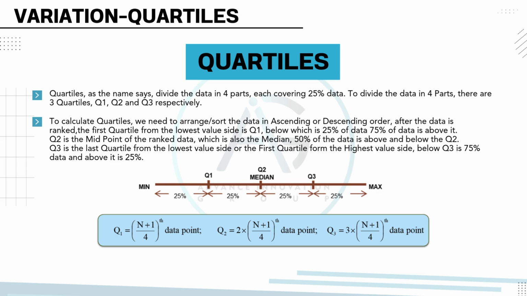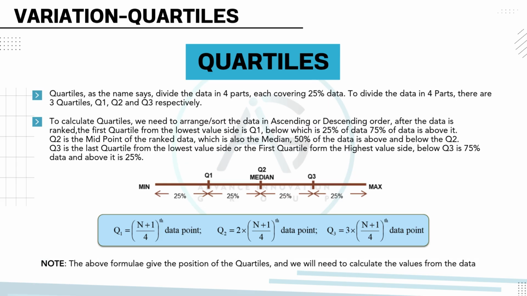Q2, median, is the 50th percentile. It divides the data set in half, with 50% of values below and 50% above. Q3, third quartile, is the 75th percentile. 75% of the data falls below this point. On the far right is the maximum, the largest data point in the data set. Each of the 4 segments between these markers represents 25% of the data, highlighting the distribution and spread. This visualization helps us quickly assess the skewness, spread, and central tendency of a data set.